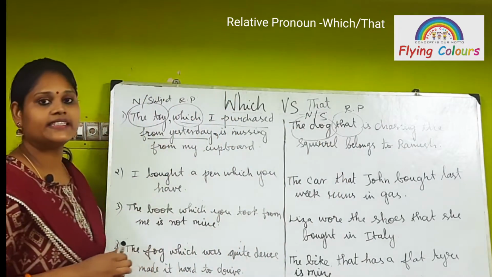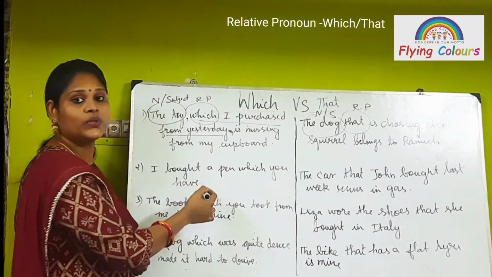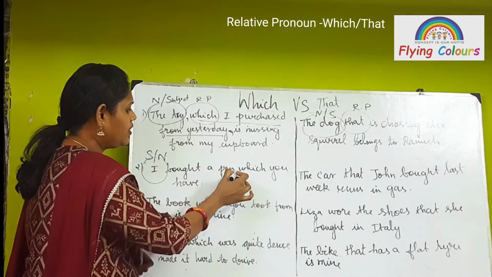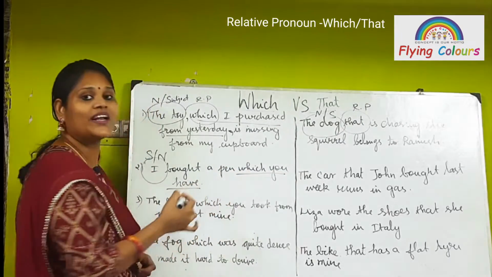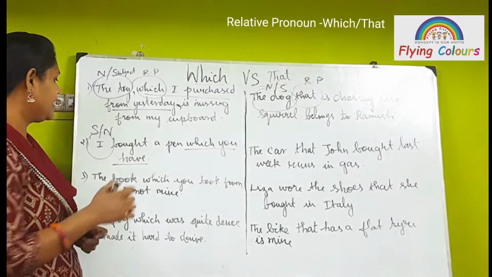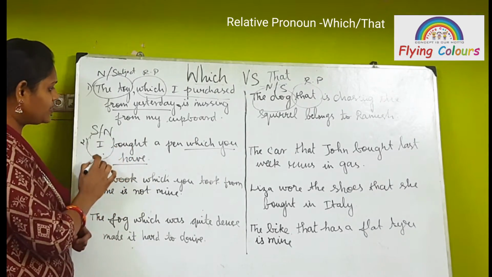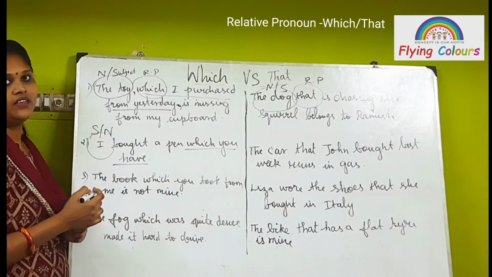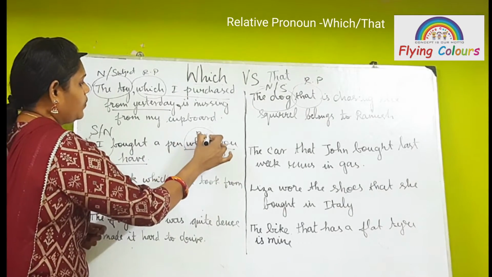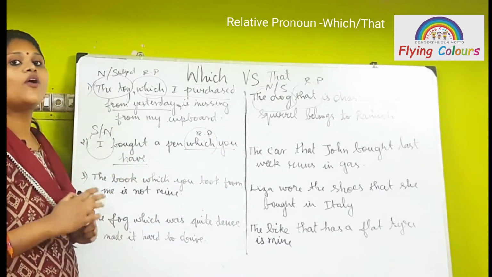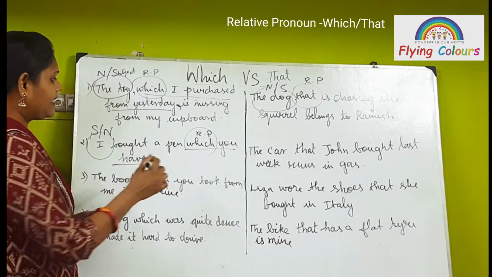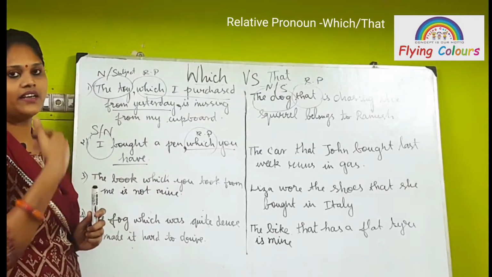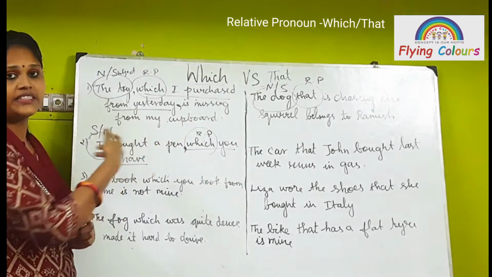Coming to the next sentence: I bought a pen which you have. I is the subject as well as the noun. Bought a pen. With which you have, this is a non-essential clause. Here, I is the subject. So, without this non-essential clause, I can complete this sentence: I bought a pen. Here which is a relative pronoun as well as a non-essential clause, and it can be set off with commas because it's extra information in the sentence.